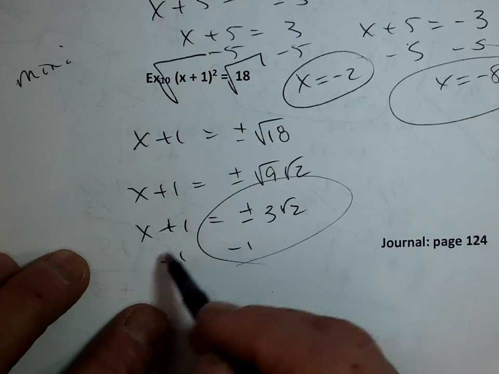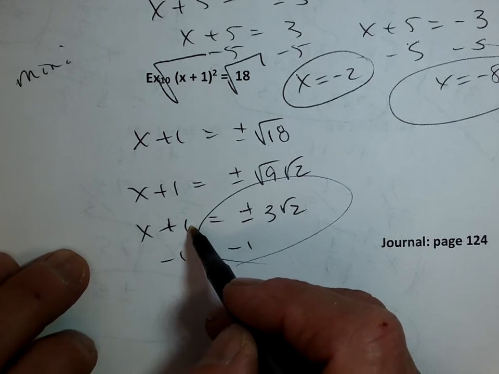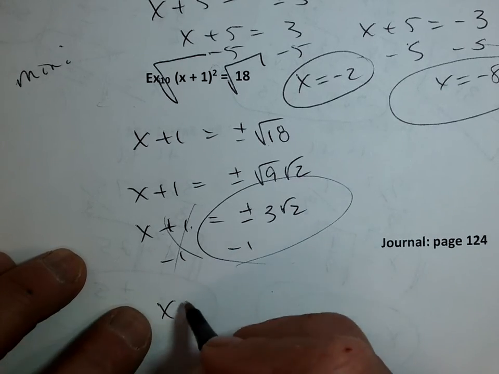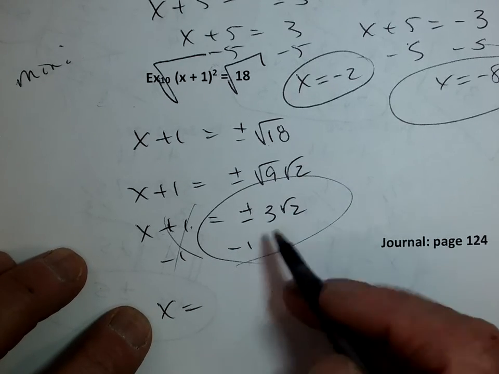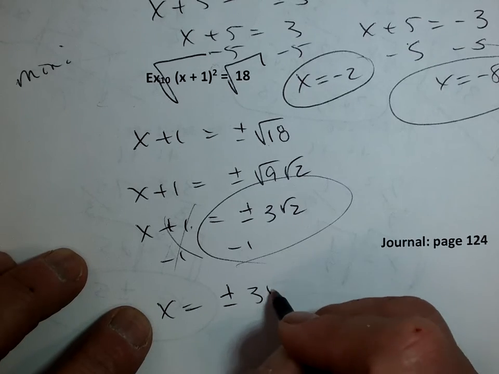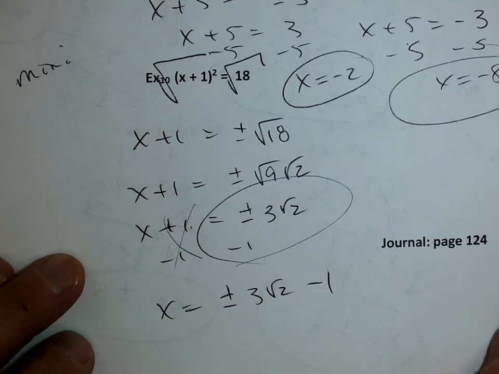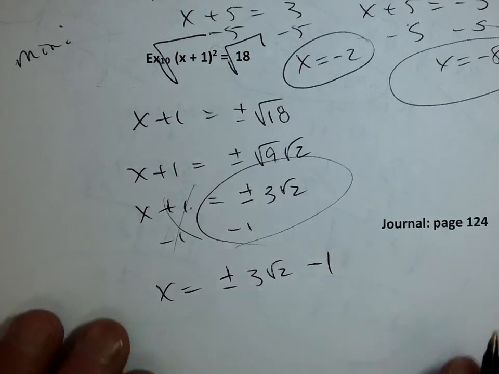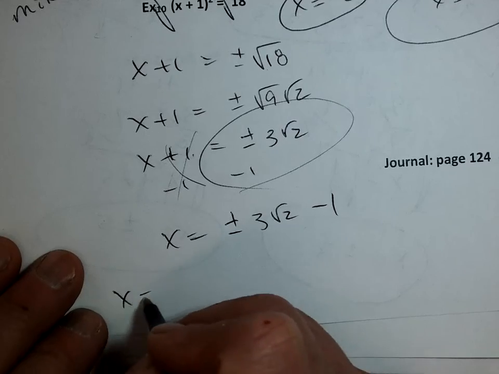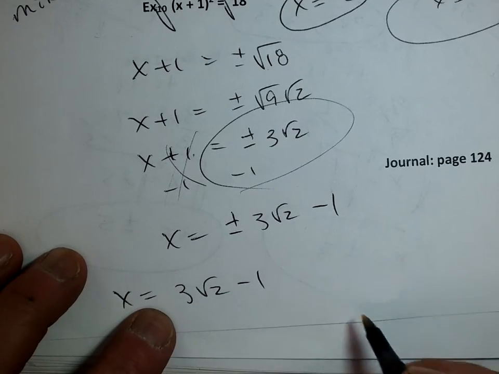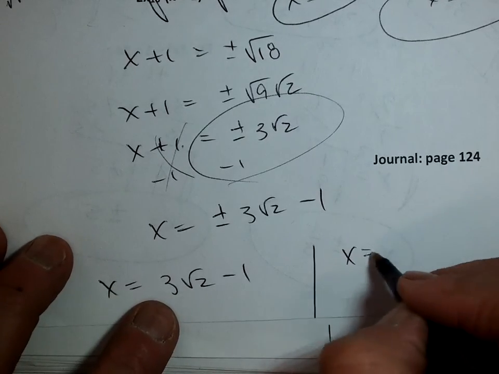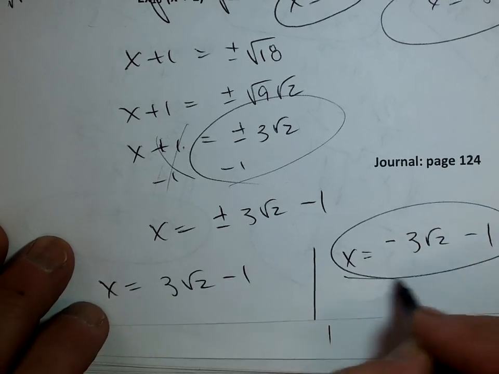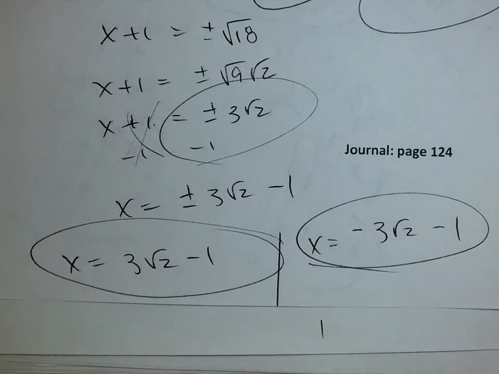If I have to solve for x, I've got to get rid of the 1, right? So I subtract 1. I get x equals plus or minus 3 square roots of 2, minus 1. Now, what kind of answer is this? Well, you really have two answers. x equals 3 square roots of 2 minus 1 is one answer, and the other answer is x equals negative 3 square roots of 2 minus 1. There's both of my answers. I really do get two answers, okay?